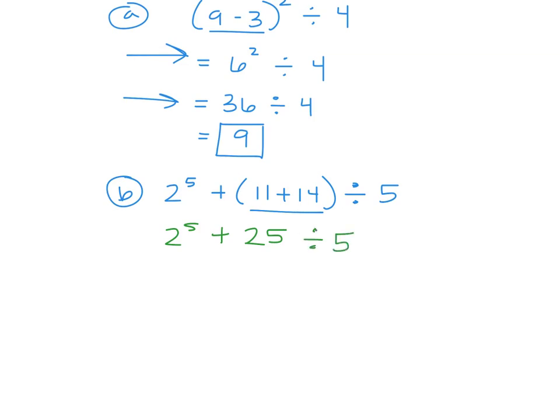Okay, looks like that. What do you do next? Exponent. So you're going to take 2 to the 5th power. Anyone know what 2 to the 5th power is? 32. 2 times 2 times 2 times 2 times 2, right? Or you plug it into your calculator, 2 caret 5, okay? So 32 plus 25 divided by 5.